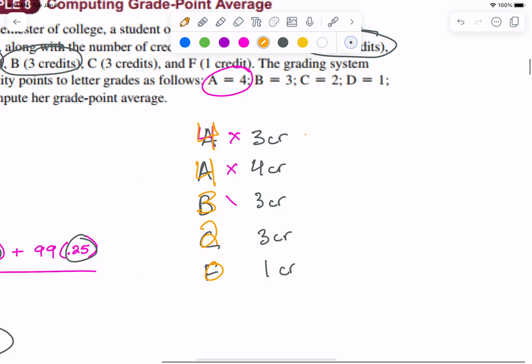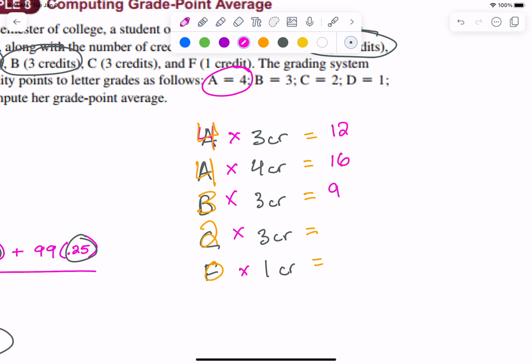If I multiply those together, for that first class I got an A in, I got 12 points. What about the second class? 16 points. The third class? 9 points. Then 6 points, and then 0 points. So I got absolutely 0 points for getting an F in a 1 credit hour class, when I could have gotten a maximum of 4 points if I got an A.